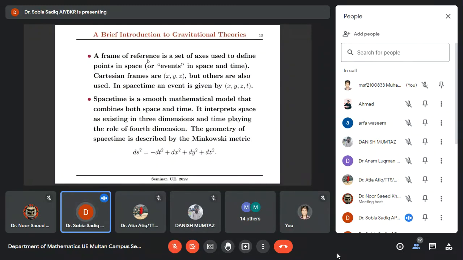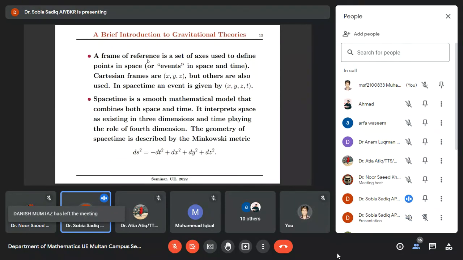And so, in order to understand the general theory of relativity, or to work in the area of general theory of relativity, we need to understand some definitions. So here are some very basic definitions that should be understood. First one is the frame of reference. As we know, points in space or events in space-time are defined through a set of axes, which is called the frame of reference.